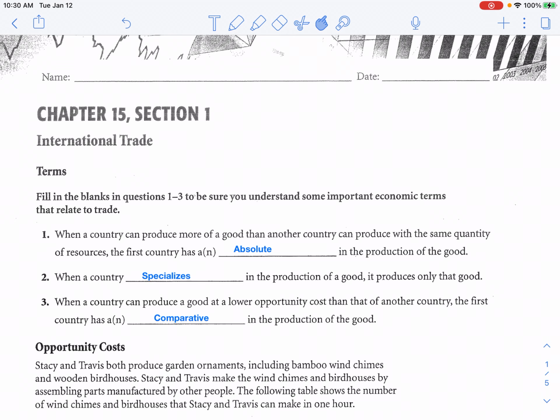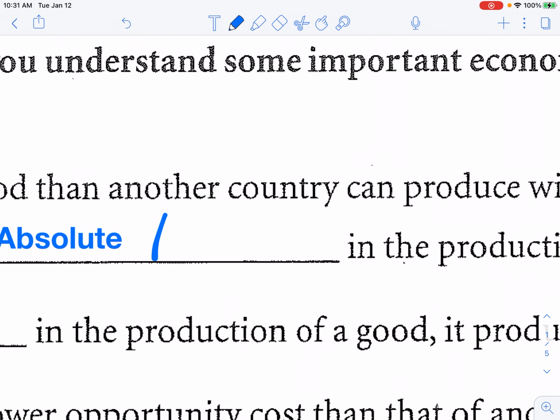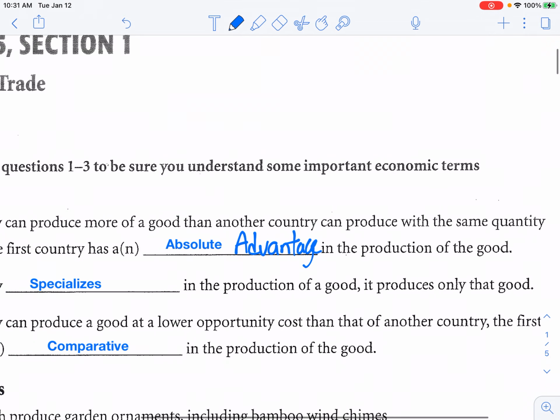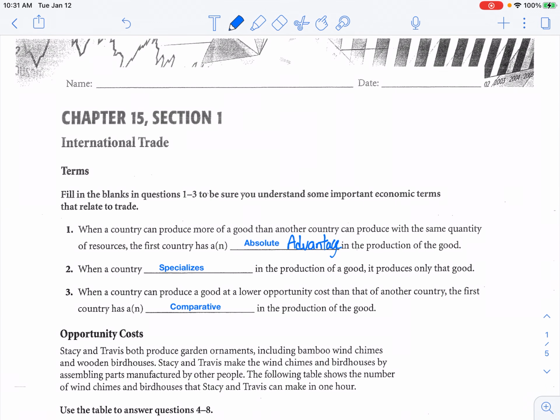So, first thing that you find in this lesson that would come out of our textbook is some terms to be familiar with. The first term is absolute advantage. So when a country can produce more of a good than another country can produce with the same quantity of resources, that first country is said to have an absolute advantage in producing that good.